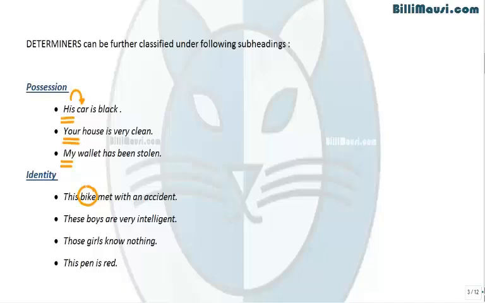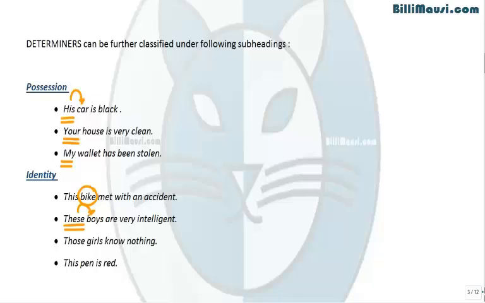Similarly, these boys are very intelligent. So these is modifying boys here. So it is the determiner of identity. So if we write it in this fashion, class A boys are very intelligent. So it is very clear that here class A is modifying boys. So which boys are very intelligent? Class A boys are very intelligent. So if we replace class A by these, it becomes crystal clear that these boys are very intelligent. So these is acting as an adjective.